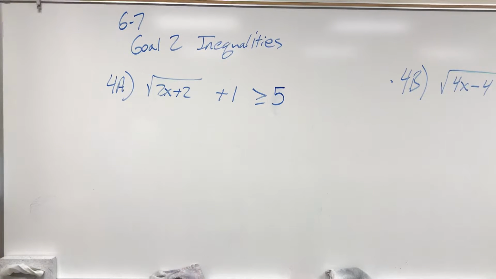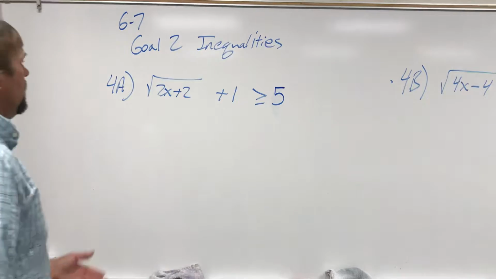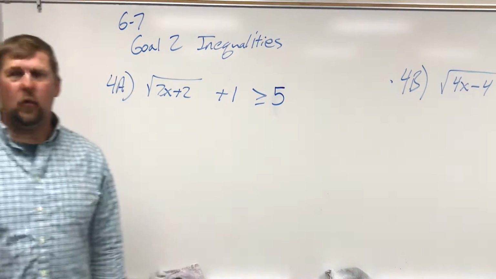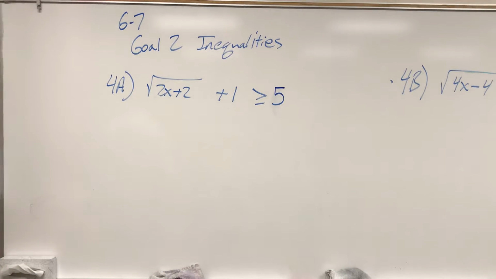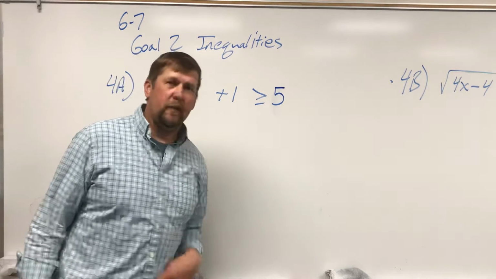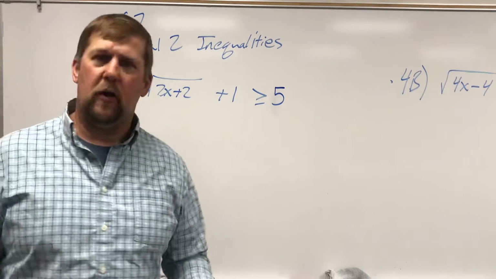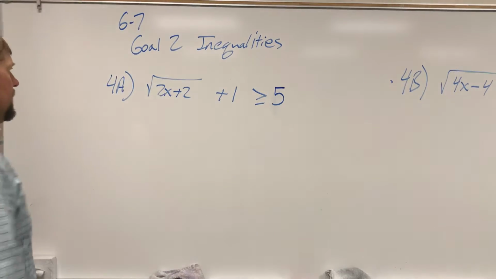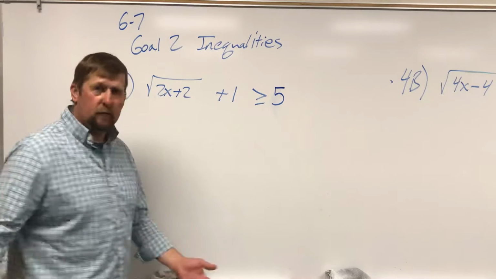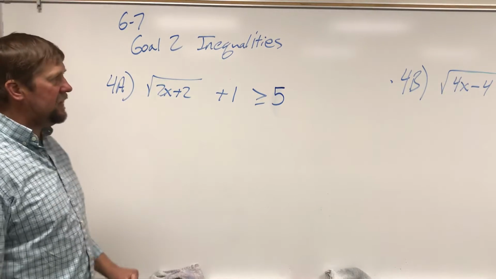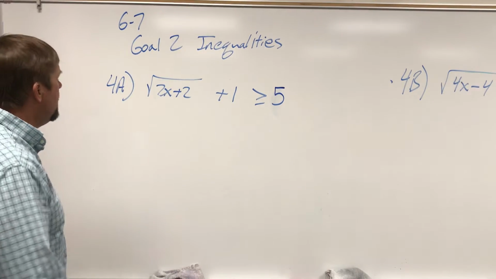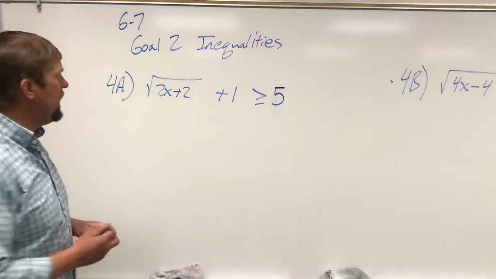Section 6.7 Goal 2 is on inequalities. We're going to solve this inequality just like we solve an equation. The only difference is we have an inequality symbol. So don't forget, if you multiply or divide by a negative, you have to switch the sign. We probably won't see that here in these two examples, but you always have to keep that in mind.